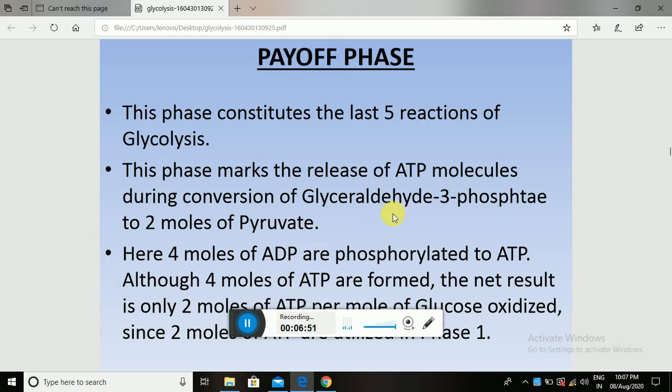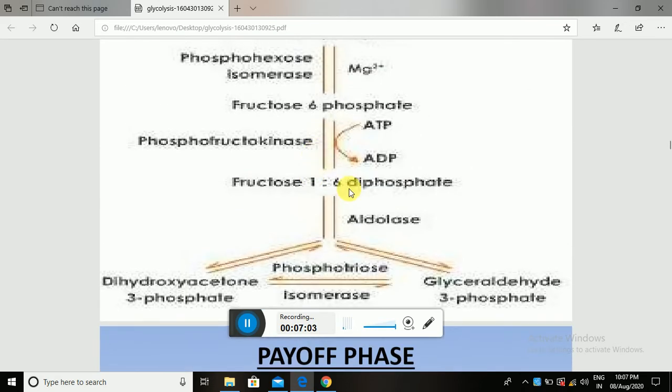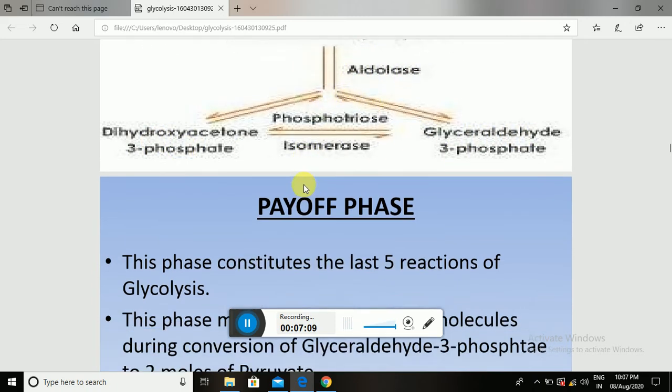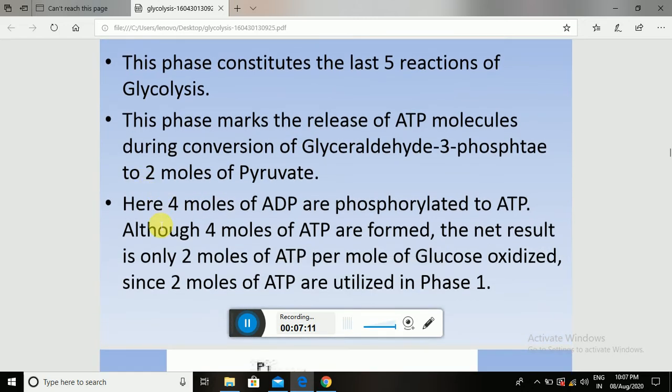Because glyceraldehyde 3-phosphate and dihydroxyacetone phosphate are 3-carbon molecules, they are formed because of the action of aldolase in the initial reaction of this step. Dihydroxyacetone phosphate and glyceraldehyde 3-phosphate are formed with the help of the enzyme aldolase. So here, 4 molecules of ADP are phosphorylated to ATP.